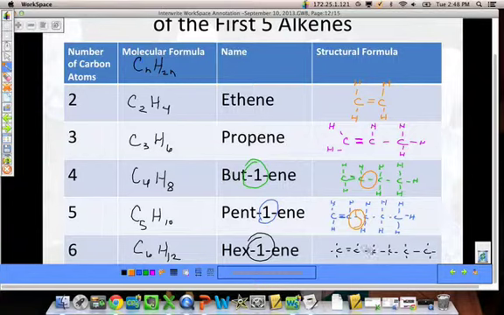I could put my bond between my second and my third carbon, or I could do it between my third and my fourth. So I could have hex-2-ene, or I could have hex-3-ene as normal alkenes as well.